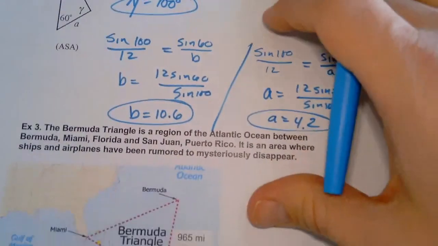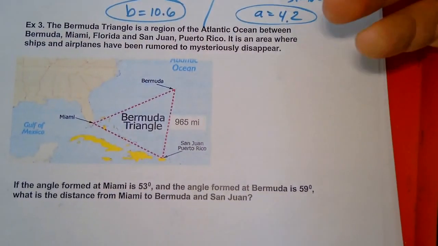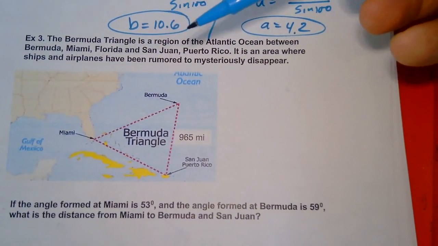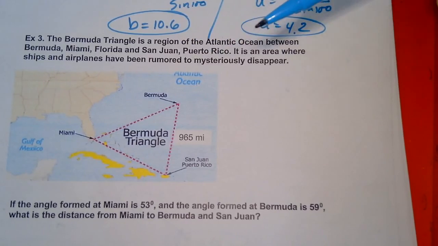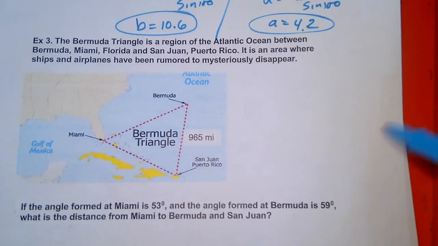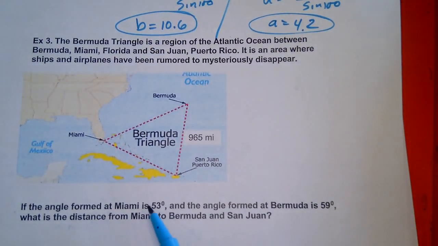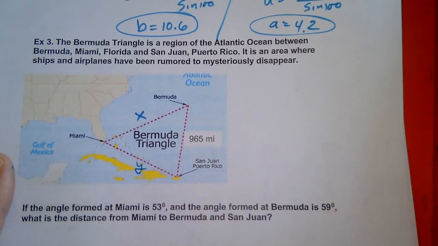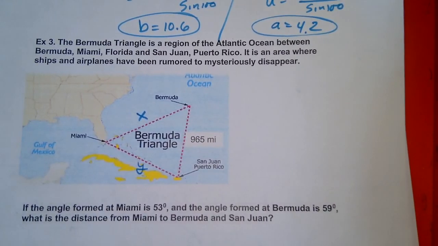Applications of this, here we go. The Bermuda Triangle is a region of the Atlantic Ocean between Bermuda, Miami, Florida, and San Juan, Puerto Rico. It is an area where ships and airplanes have been rumored to mysteriously disappear. If the angle formed by Miami is 53 and the angle formed by Bermuda is 59 degrees, what is the distance from Miami to Bermuda? We'll call that X. Call that Y. Miami to San Juan. So take a second, see if you guys can't figure out what X and Y is.